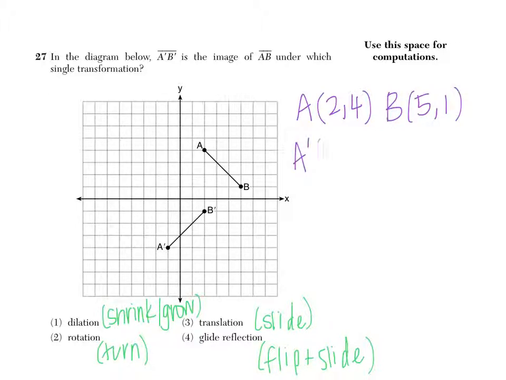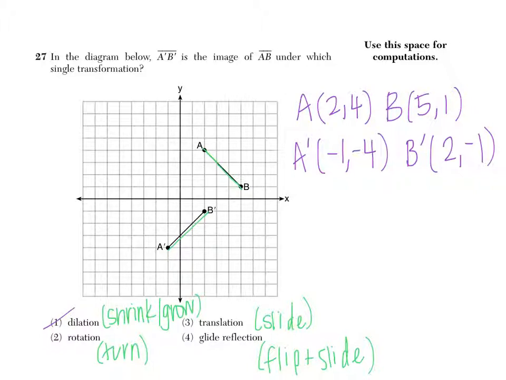A prime is at (-1, -4). B prime is at (2, -1). It's clear to me that a dilation has not occurred because the distance between A and B is exactly the same. So I'm going to immediately cross off choice 1.